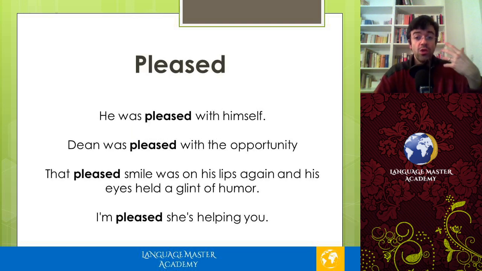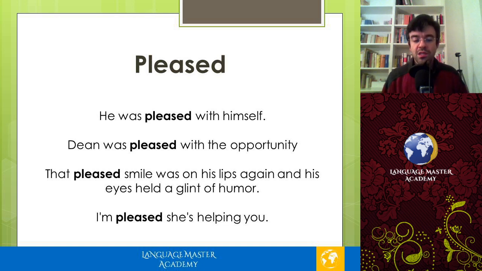Pride, orgoglioso, okay. Proud, that's the adjective, orgoglioso, and pride, which is orgoglio, okay. Remember Jane Austen's Pride and Prejudice, orgoglio e pregiudizio. So pleased, in this first example, I would translate it with compiaciuto. So, he was pleased, but with himself.